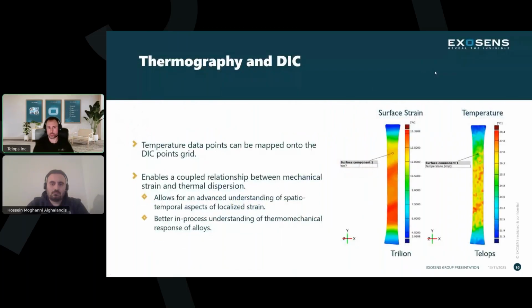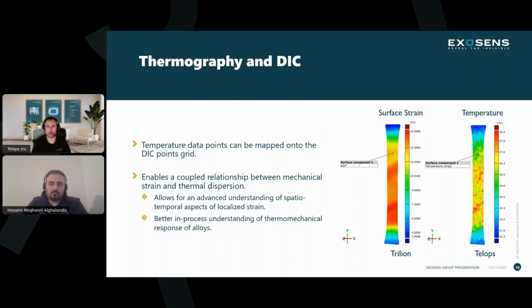Okay, there's also the ability to integrate thermography or infrared thermography with digital image correlation. You can use DIC to take the mechanical portion of it, and you can take infrared imaging to capture the thermal response of it. You can take the temperature data points, so the pixels, and you can map that onto a DIC points grid. And this enables us to find a coupled relationship between the mechanical strain and thermal dispersion during the testing of a particular sample.